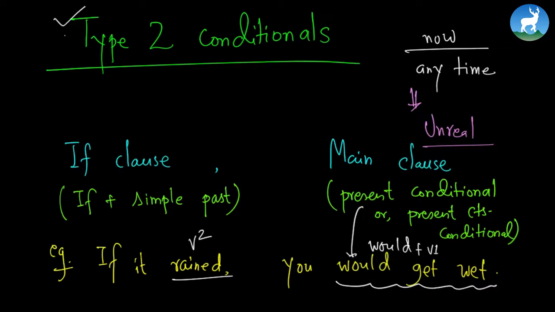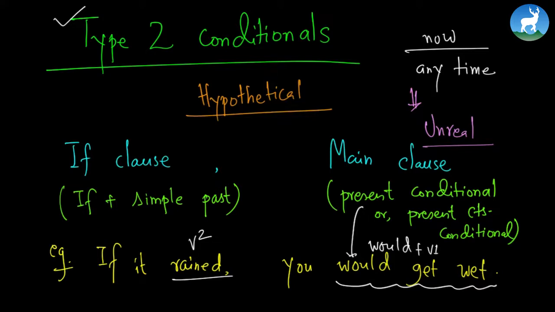So it can rain maybe at 2 o'clock this afternoon, or it can rain in the evening. We don't know about that. So if it rained, given that it rained, you would get wet. That's why you carry an umbrella. So it is very unreal. It is not happening right now. It is not a real situation. It's very hypothetical, but it is likely to happen. It can happen, right? If it rained, you would get wet. That means the chances of rain are pretty high, right?